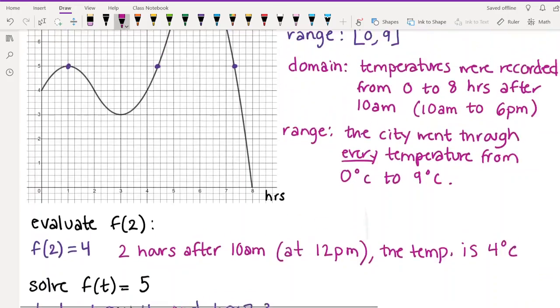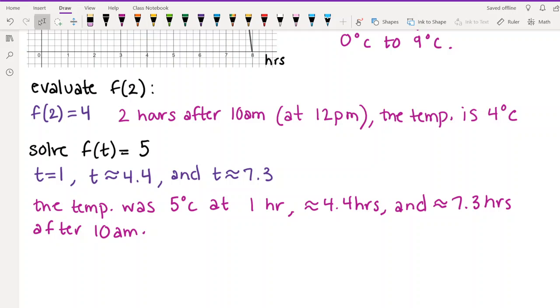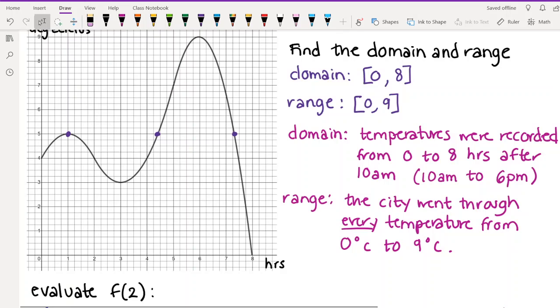By the way, obviously this is not the most realistic temperature graph. It's probably rare that it would do all this cycling, but you never know. There might be some weird place where the temperature goes up and down a lot.